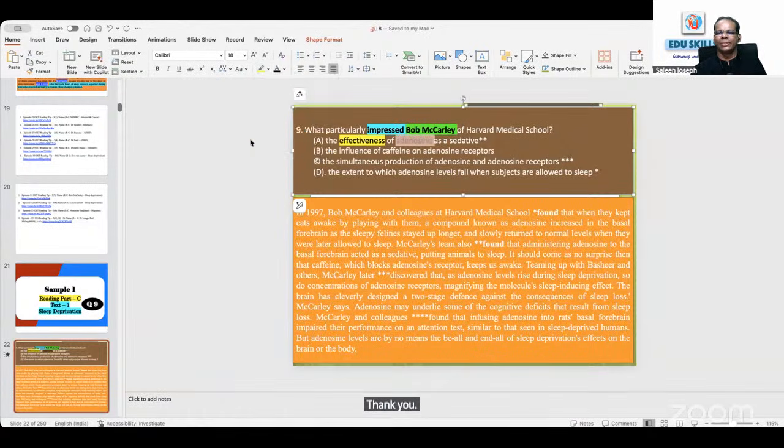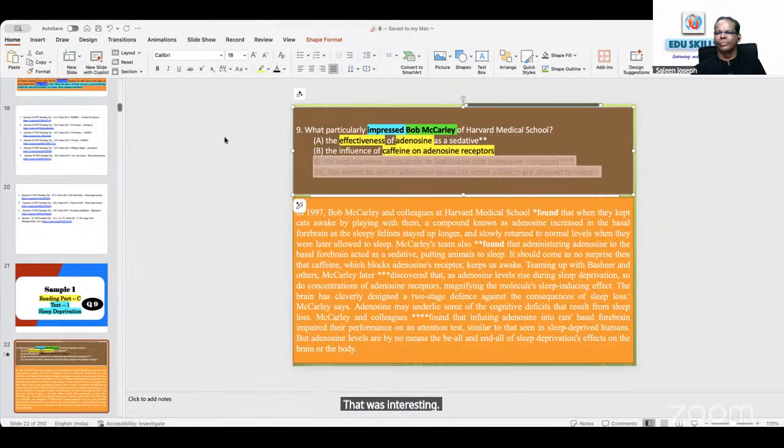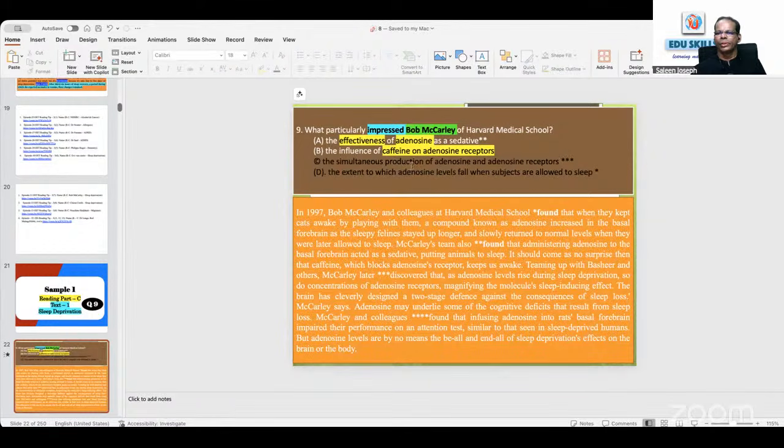Second one, the influence of caffeine on adenosine receptors. Influence of caffeine on adenosine receptors. Okay. Then the simultaneous production of adenosine and adenosine receptors. Simultaneous production. Adenosine and adenosine receptors.